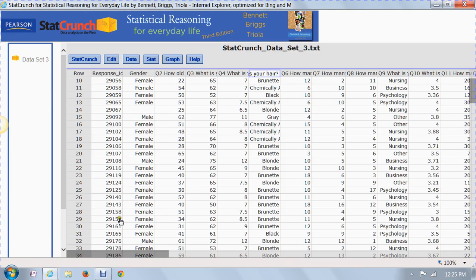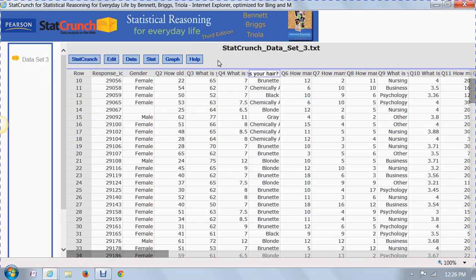Hi everybody, I'd like to show you how to use StatCrunch to get some statistical measures. This should help you with the midterm also. I'm in dataset 3, which you're going to use for your midterm project.